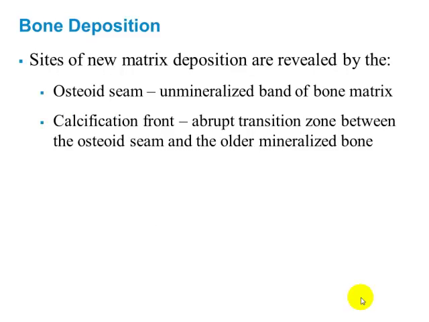You can look at bone and see where new matrix has been deposited. You may be able to see an osteoid seam or a calcification front. And this is basically, if you look at where a bone has been repaired or has changed or has grown, you can see just the traces.